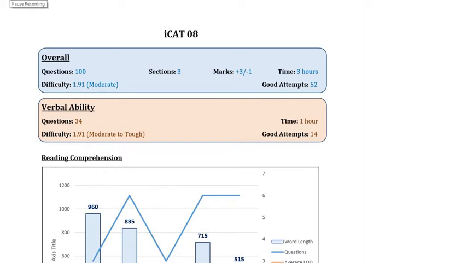Hello and welcome to our analysis of iCAT08. iCAT8 is part of our All India National Level CAT Test series for CAT 18.